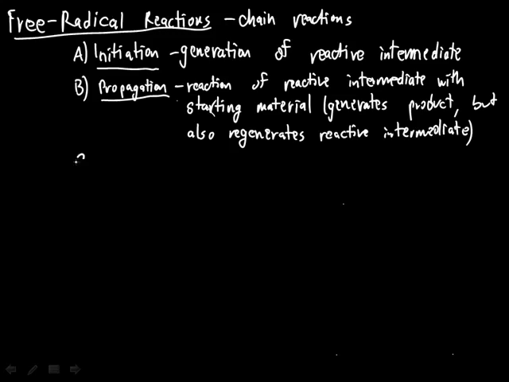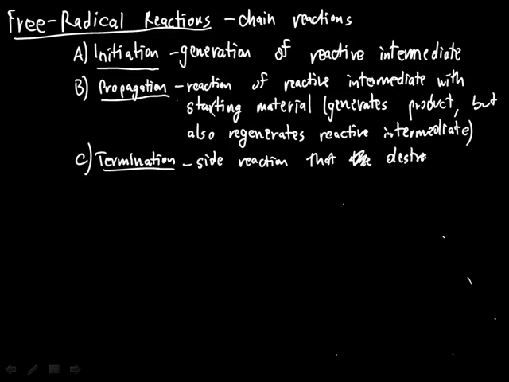And then at the end, the final step is termination, which is sort of the reaction end, which is typically a side reaction that destroys the reactive intermediate. And since reactive intermediate is needed for propagation to occur, the reaction is basically shut down. So in principle, if we start with initiation, then we'll go to one propagation step, another one, another one, another one, and only at the end we will reach a termination.